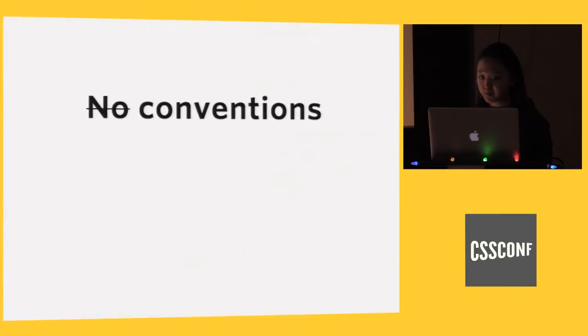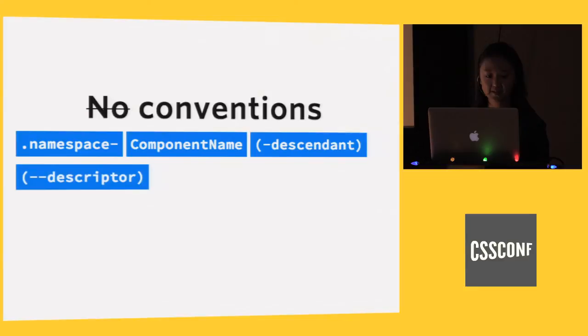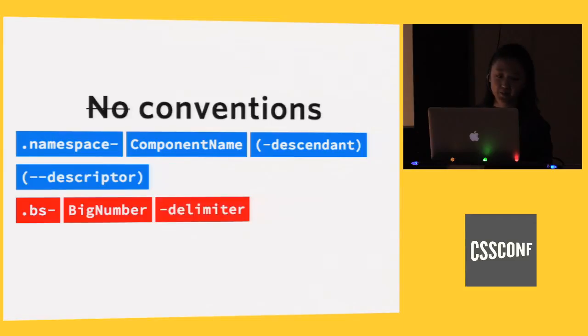So the next problem was no conventions. So here's what we've settled on in terms of class naming. We have a namespace, dash component name, dash descendant, dash dash descriptor. So as an example, Bootstripe is our namespace, so bs-big-number-delimiter-comma. And a big number delimiter is the delimiter that delimits your thousands and millions and such. And in this case, it's a comma because we're in the US, but in Europe, you would have a period instead.